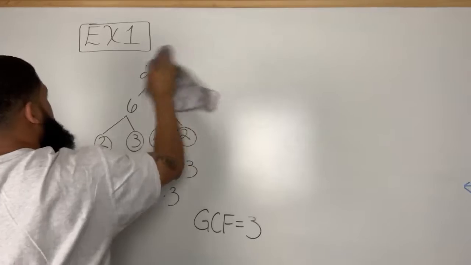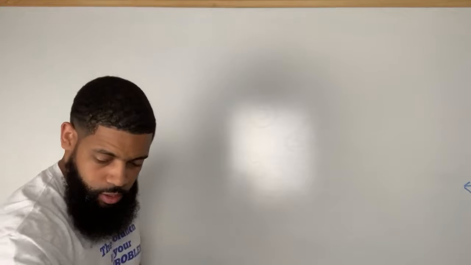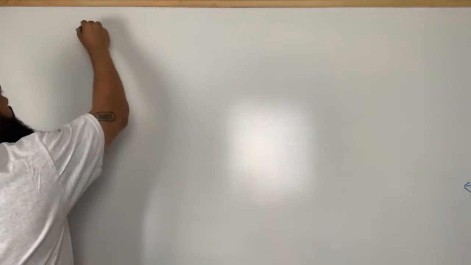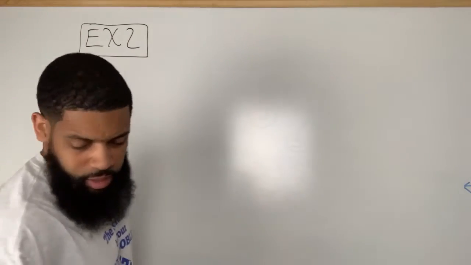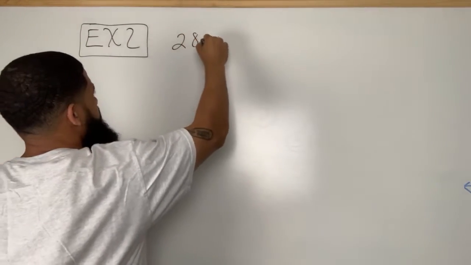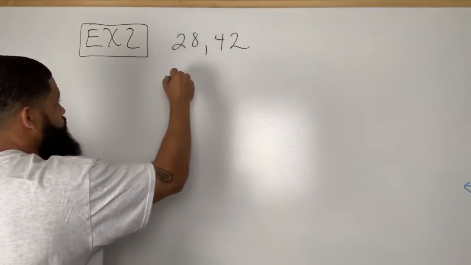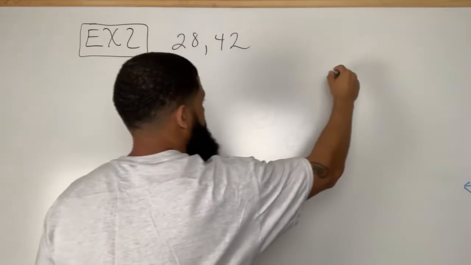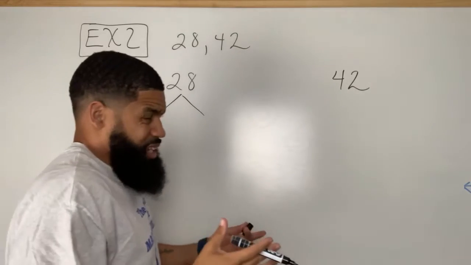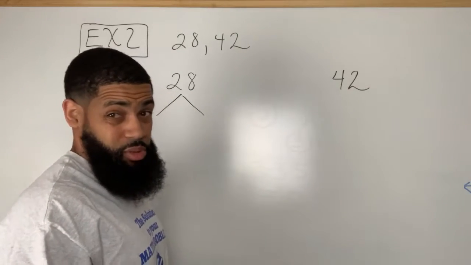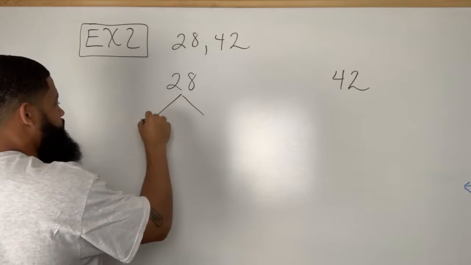Let's look at example 2, and we'll do 28 and 42. All right, so if I have 28 and 42, we're still going to do the factor trees for both of them. 28, and then let's do 42 here. So 28, I'd say you can do 14 times 2. You can do 4 times 7. It's up to you. You're still going to get the same prime factorization.